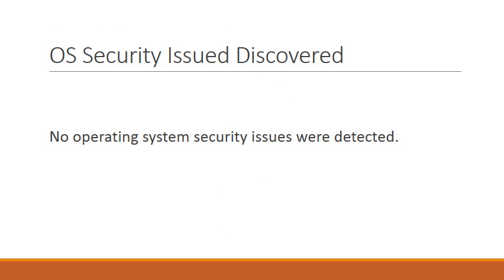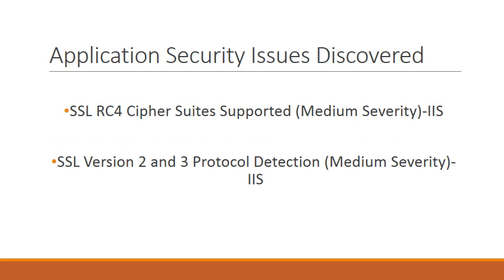As far as operating system security issues, none were discovered in the scan. There were two application security issues discovered. One was that the SSL RC4 cipher suite was supported, which is a medium severity, and that is through IIS. And there's also the SSL version 2 and 3 protocol detection, which is a medium severity, also on IIS.